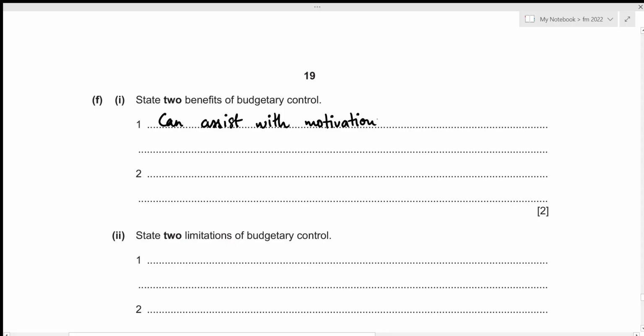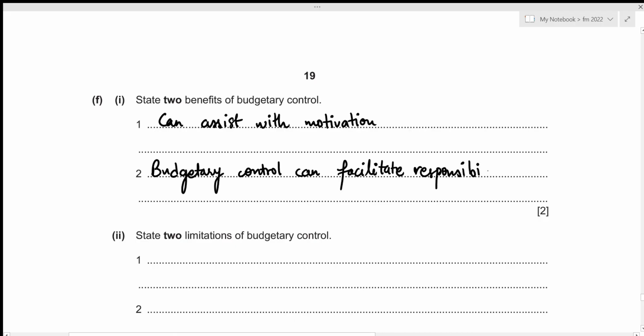And the next benefit would be that budgetary control assigns each department with responsibility, right? So this definitely facilitates with the responsibility accounting. Let's write it down. Budgetary control can facilitate responsibility accounting. Alright, this concludes the first part of the sixth question.